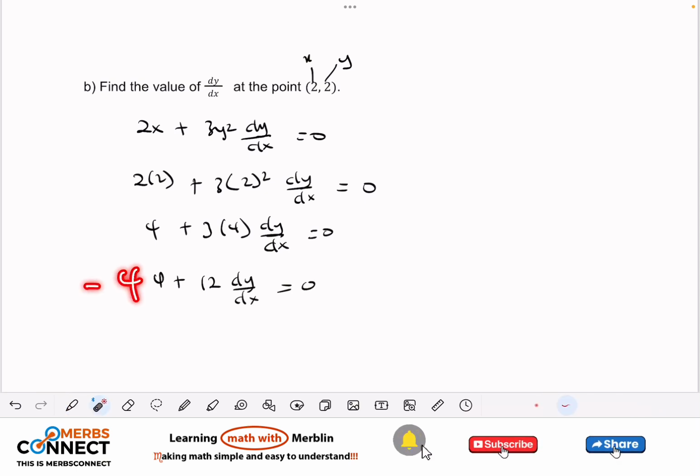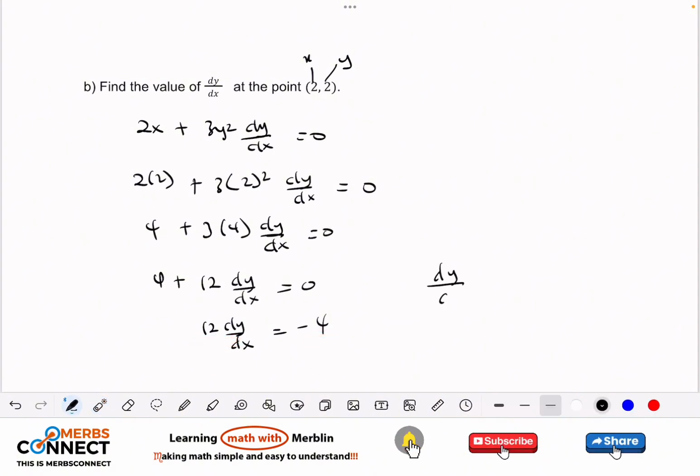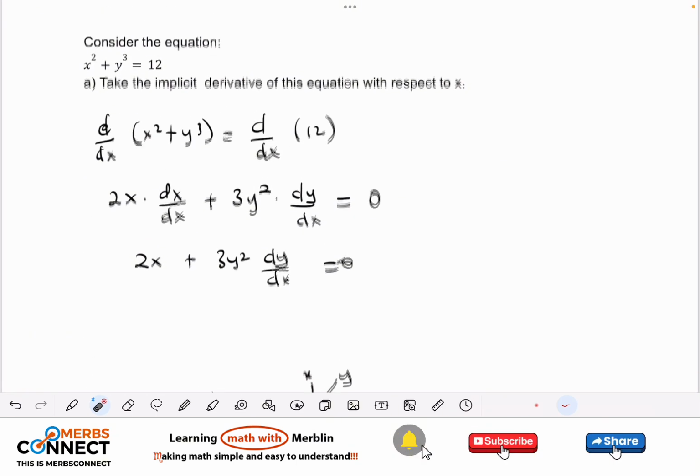So I'll subtract 4 here, subtract 4 here. When I do that, I'm going to have 27 dy over dx equal to minus 4, because I subtract 4 from both sides. Then I divide by 27 on both sides. So dy over dx is equal to minus 4 over 27. So this is the end result for dy over dx, the slope of the function at that point.